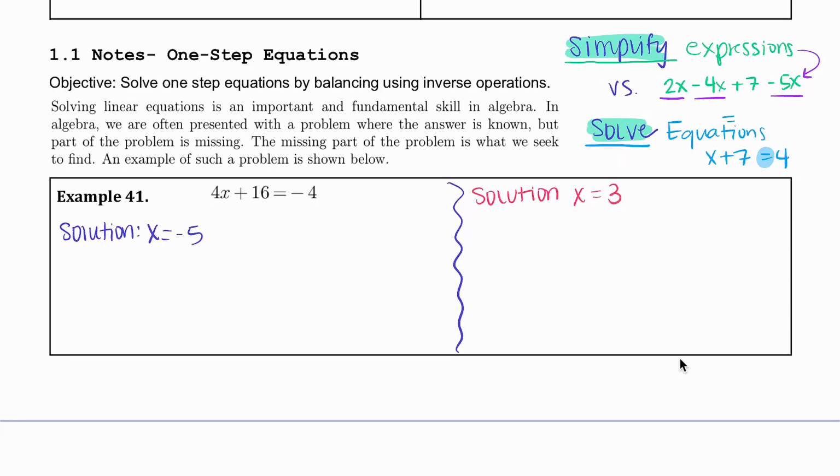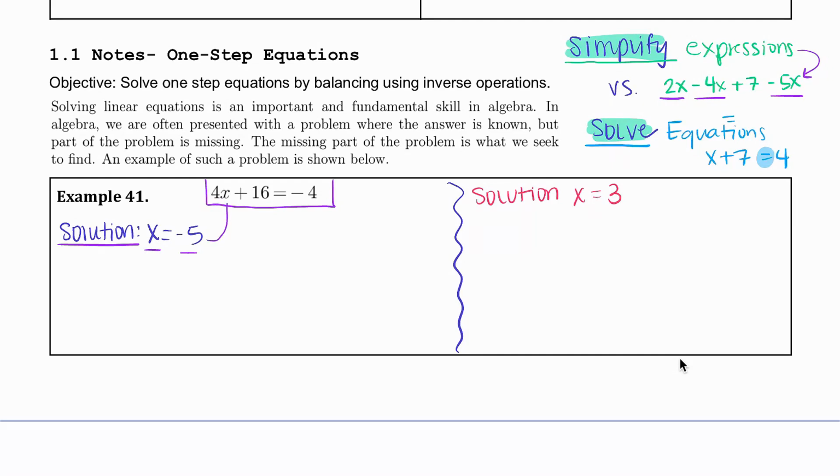So real quick, another terminology here. Let's talk about what it means for something to be a solution. So looking at this example, we have this equation, 4x plus 16 equals negative 4. We'll get to how to actually solve that algebraically in a minute, but let's talk about what it means for something to be a solution.